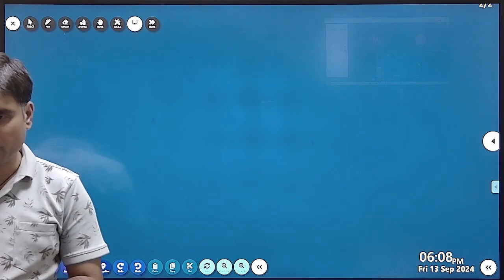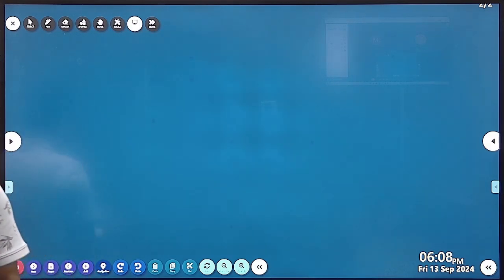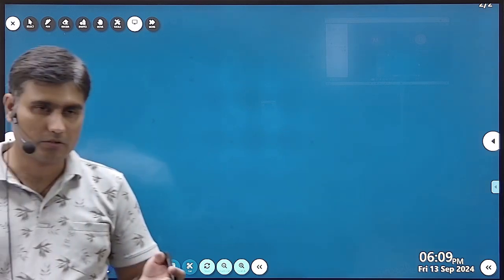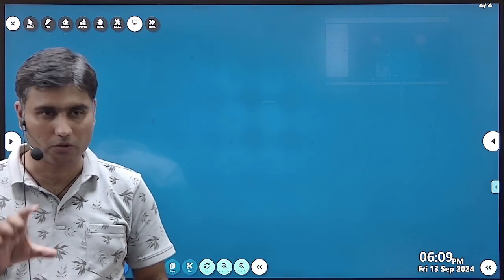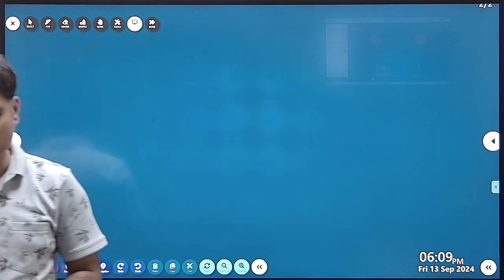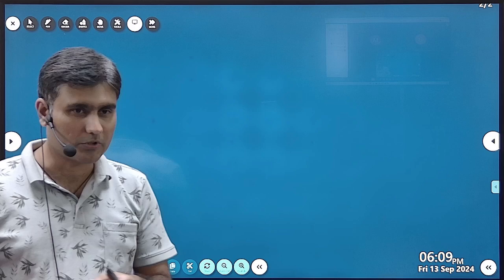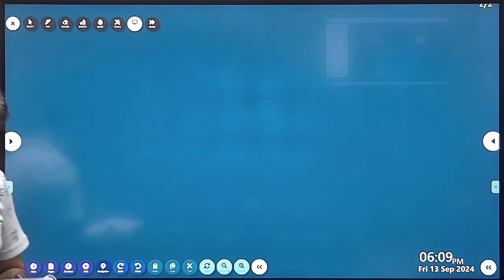Whenever I am reading from the books, you try to underline those parts. It may be useful for your MCQs and short notes. These parts are very important for your short notes and MCQs. The MCQs may generally come from these parts.